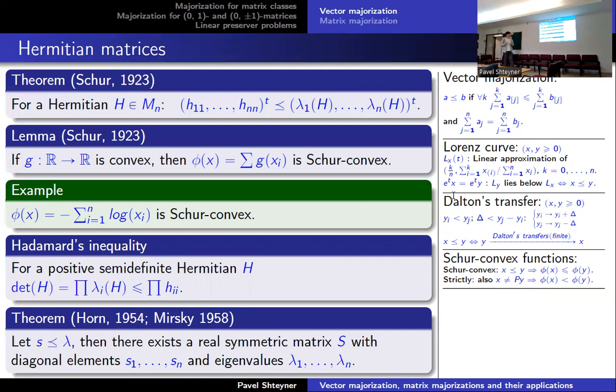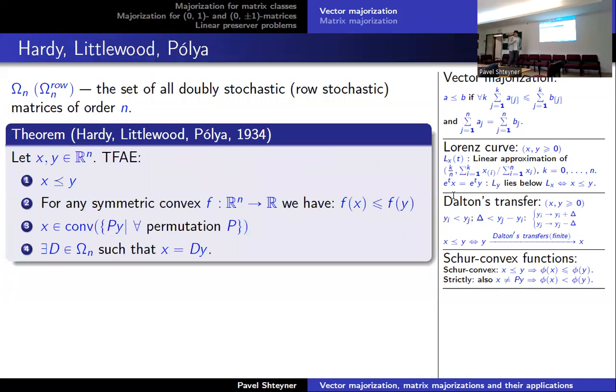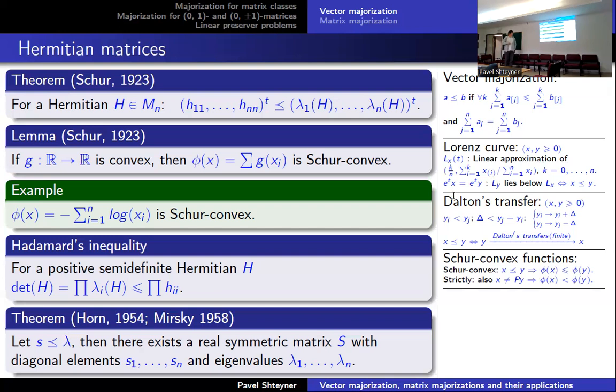If s and lambda are real vectors, and s is majorized by lambda, then there is a symmetric real matrix with diagonal elements s and eigenvalues lambda. A question: the first result holds for Hermitian matrices, both for positive semi-definite ones? The first theorem, by Schur, is true for any Hermitian matrix. Yes, there is a problem with the diagonal elements being complex; this wouldn't work. So you need real-valued diagonal elements.